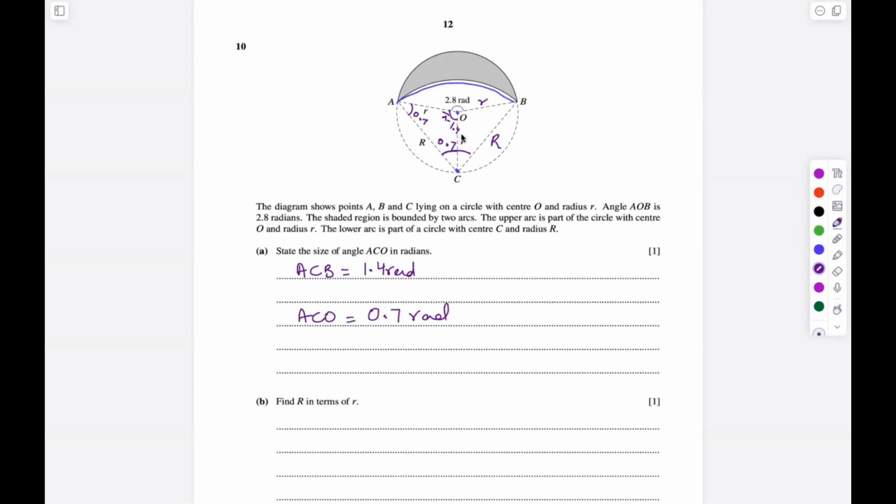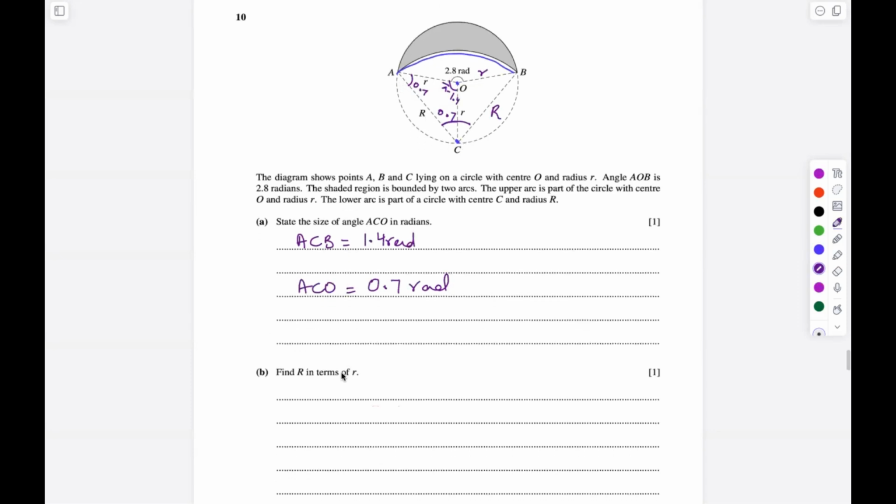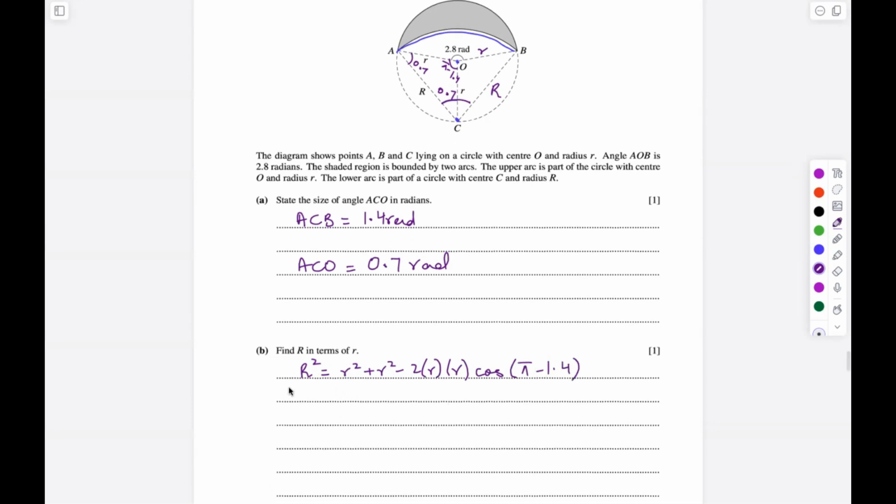So that will become 1.4. So we can apply the cosine rule to the triangle AOC. So we can write it as R squared is equal to r squared plus r squared minus 2 into r into r, and the angle is cos of, so that will become pi minus 1.4.